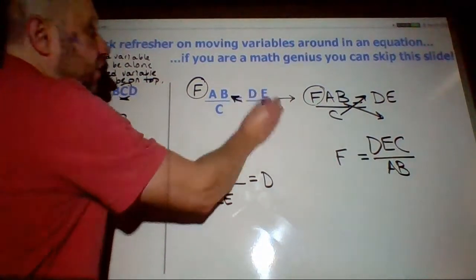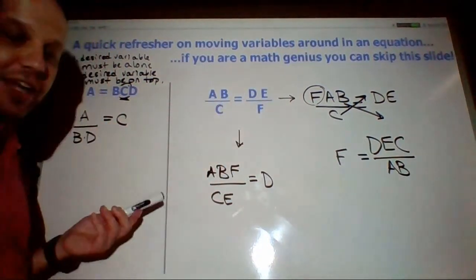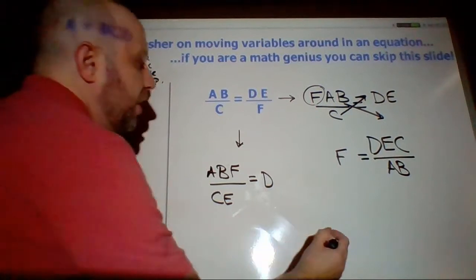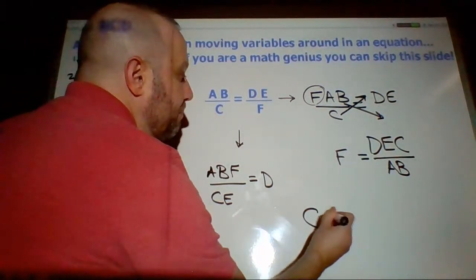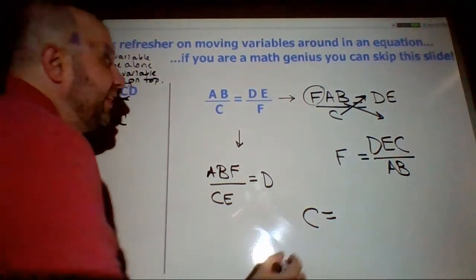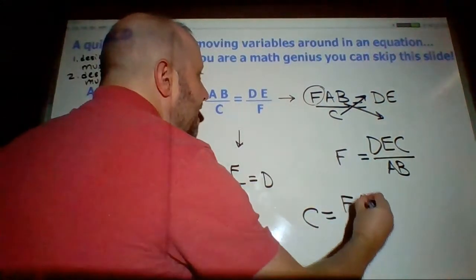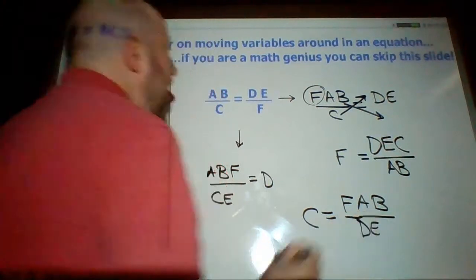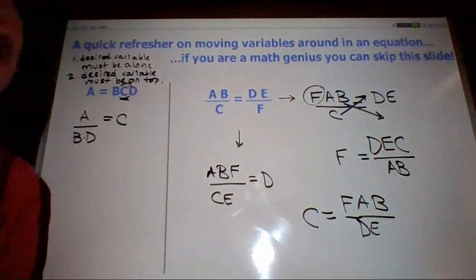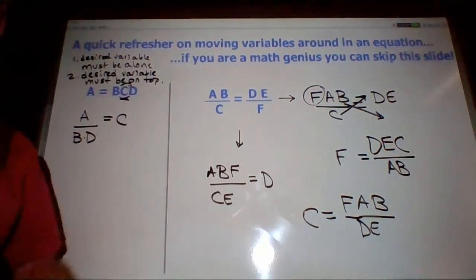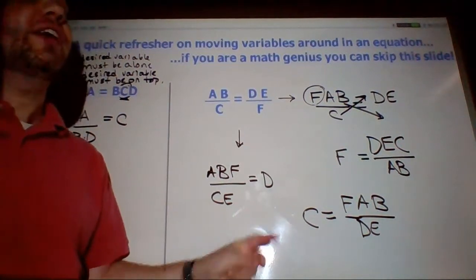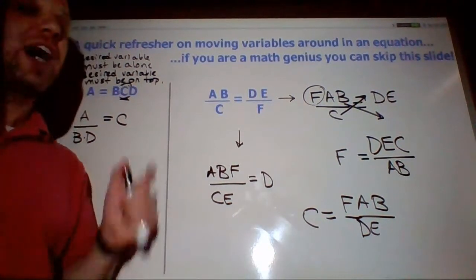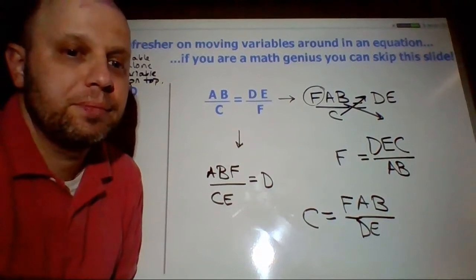So for example, if I go back to my original equation, and just to practice something, let's say I want to solve for C. Make sure that you can do this. C is going to equal F, A, B over D times E. Make sure that you can do that. If you can solve that equation as quickly as I just did there, then you should be good to go. If not, you're going to need some more practice.